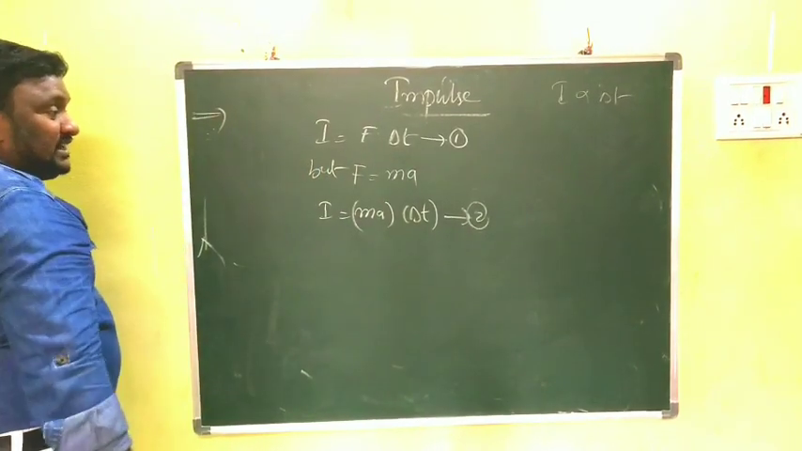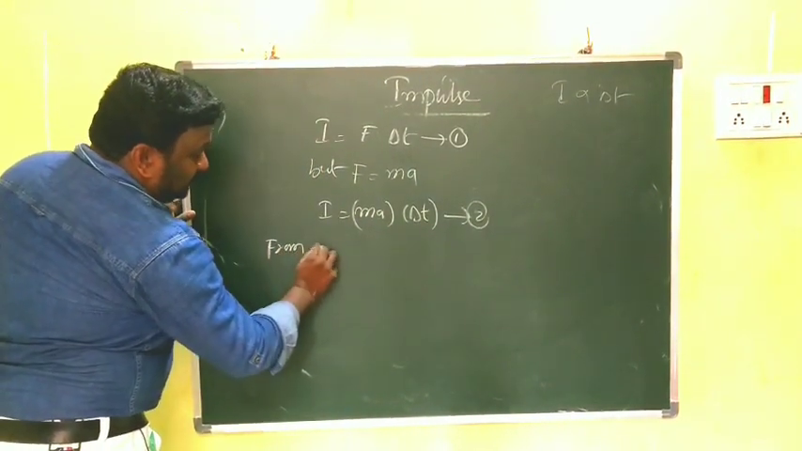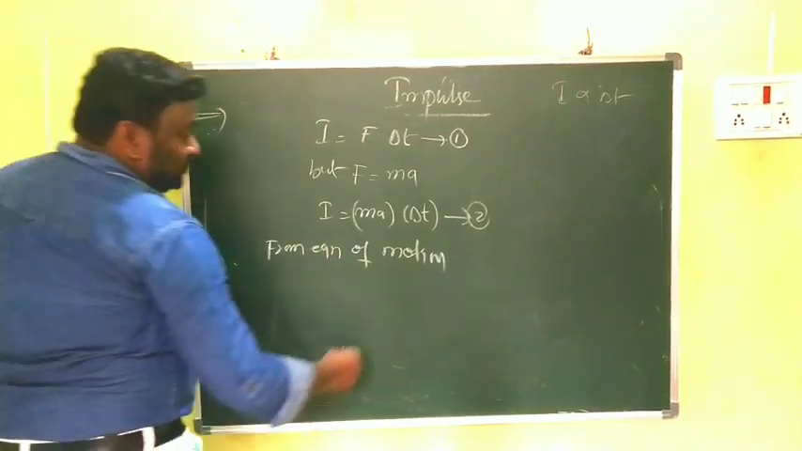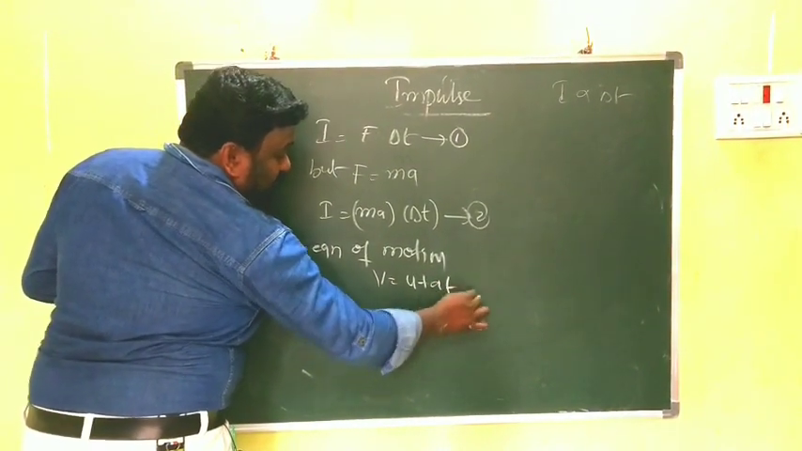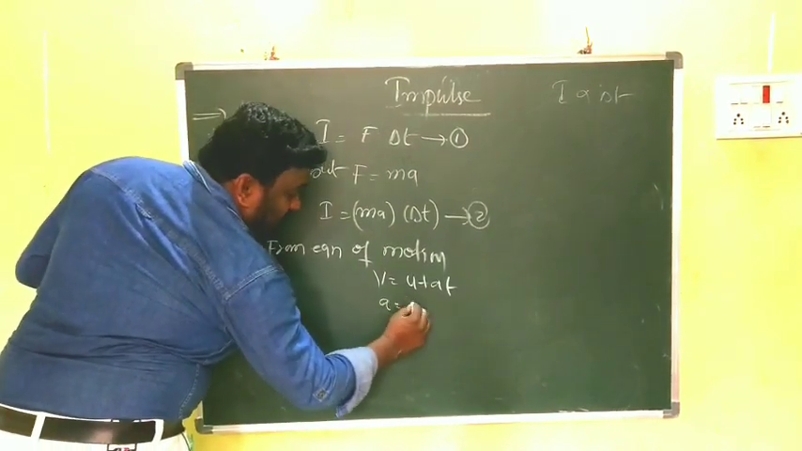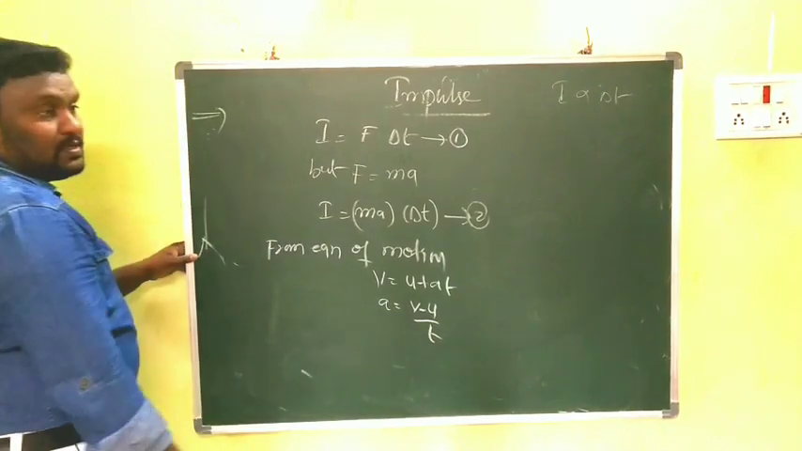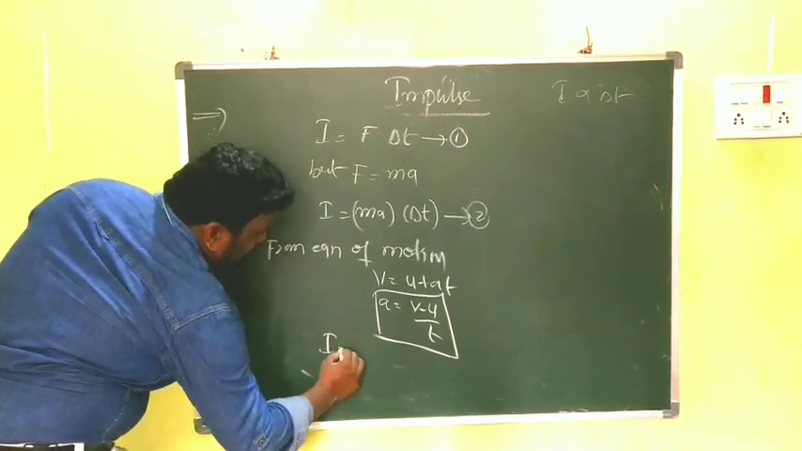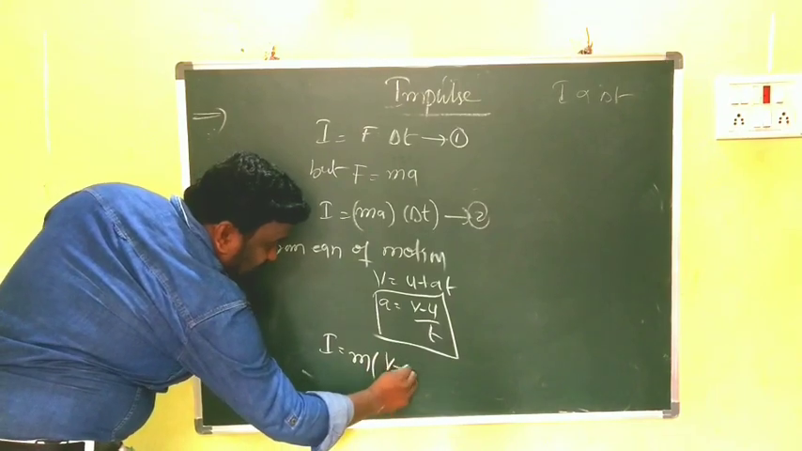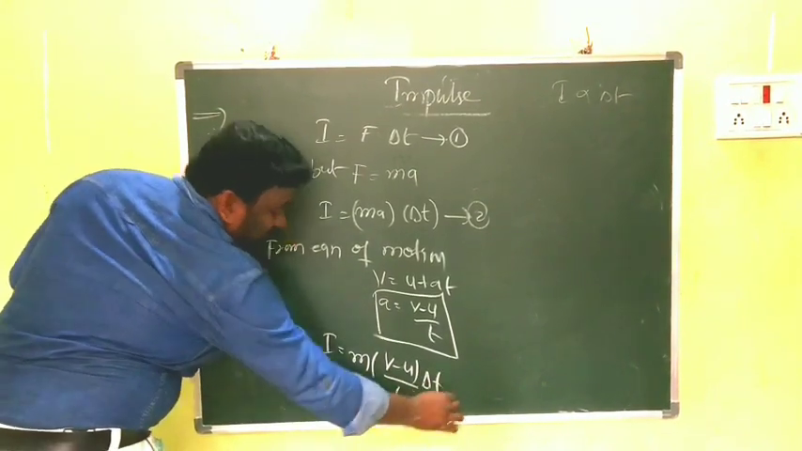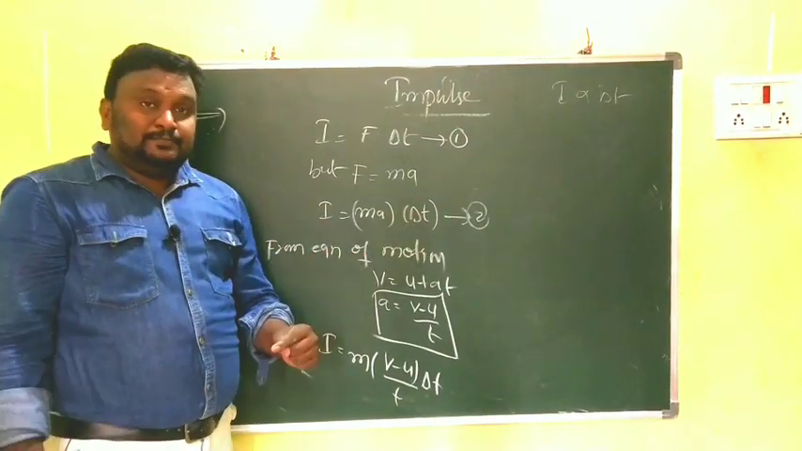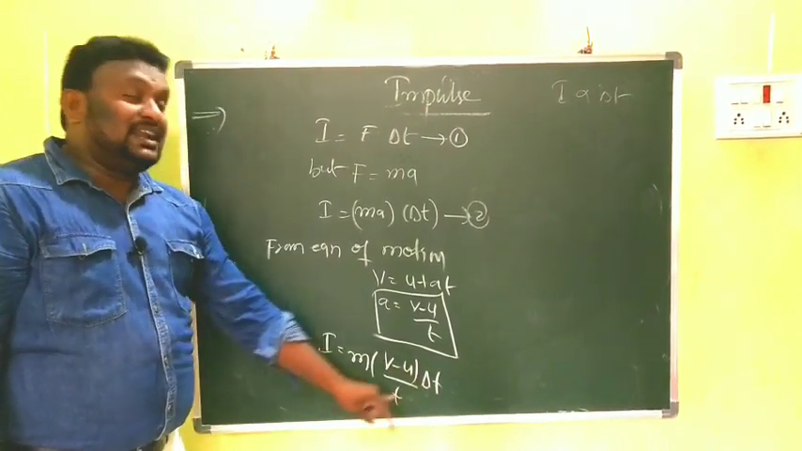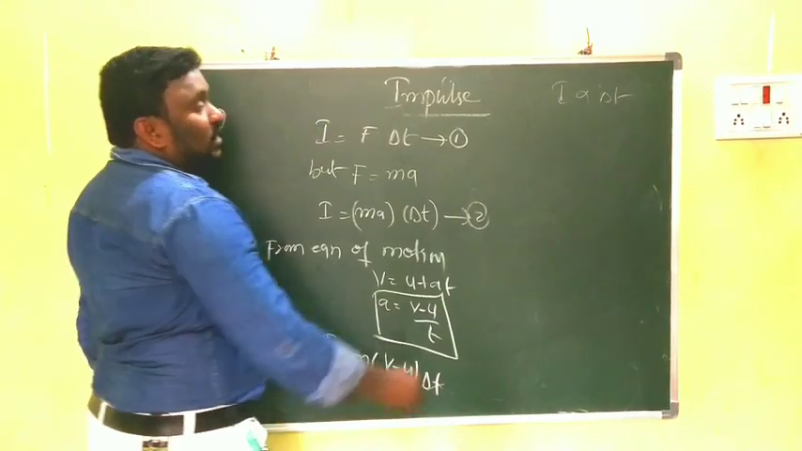Clear, children? After that, from the equation of motion, V equals U plus AT. Then A equals what? V minus U by T. Substitute there. Then here I equals M into A, which means M into V minus U by T into delta T. I equals MA into delta T. Then I equals M into V minus U by T into delta T. Here T is time, delta T is also time. These two cancel. Then what do you get?